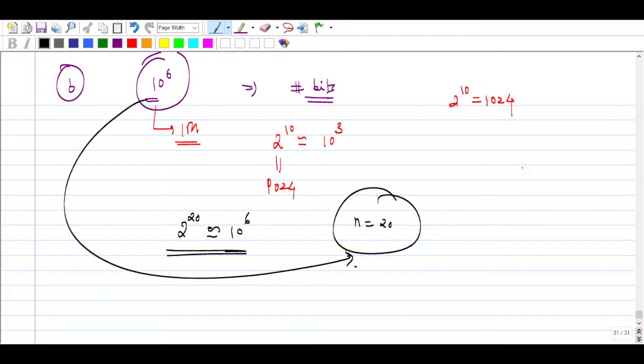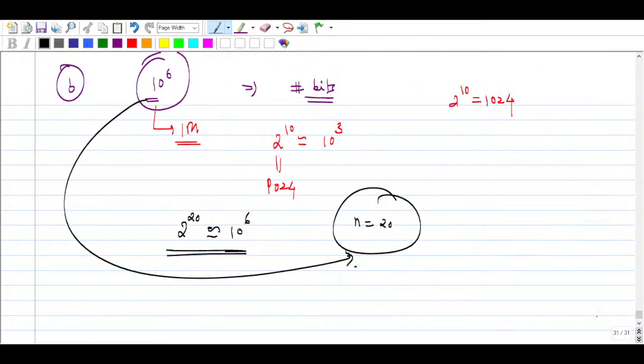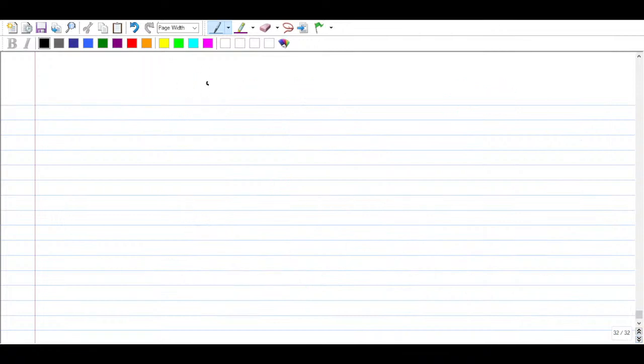So you can say the number of bits required, n, is 20 to represent this. If you remember that table, 2 raised to power 10 is 1k, 2 raised to power 20 is 1 mega or 1 million, and 2 raised to power 40 is 1 tera. So you can directly tell it, or the second method is: 2 raised to power n greater than or equal to 10 raised to power 6, and take the log of both sides. This is the method 2 I'm telling.